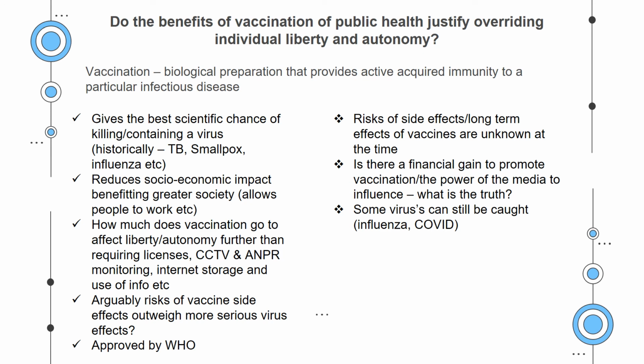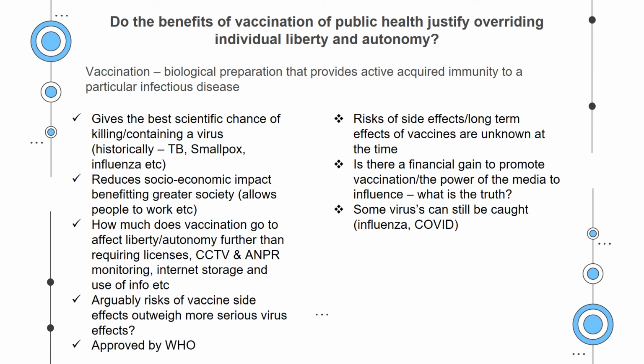So I've said a couple of things. It gives the best scientific chance of killing or containing a virus. So historically, tuberculosis, smallpox, influenza, etc. have all been, thankfully, we are very rarely at risk. Things like tuberculosis and smallpox, very, very rarely, minimal risk to these once really life-threatening viruses. Reduces socioeconomic impact, benefiting greater society. So if we're vaccinated, we can go to work.